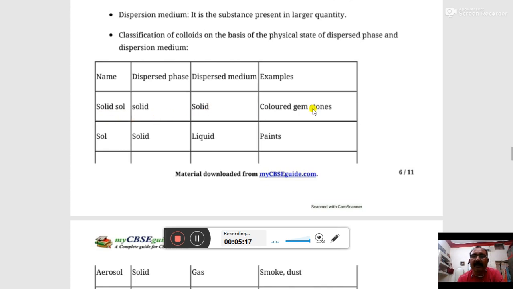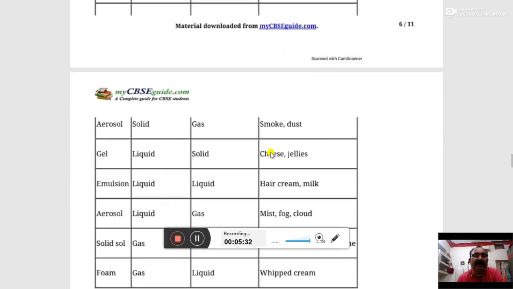just like the colored green gemstone. Second, sol, that means solution, where the dispersed phase is a solid and the dispersion medium is a liquid, just like paint. We have the third type, that is called the aerosol. Aero means air, sol means solution. That means the solid particle is the dispersed phase and the medium is a gas. That is called the aerosol.